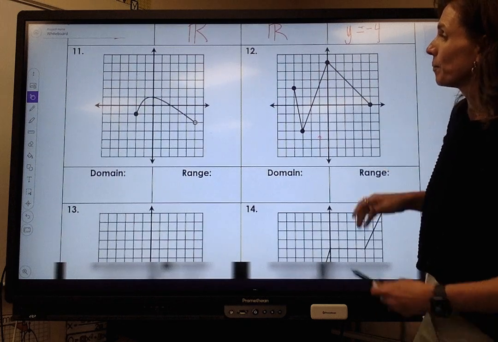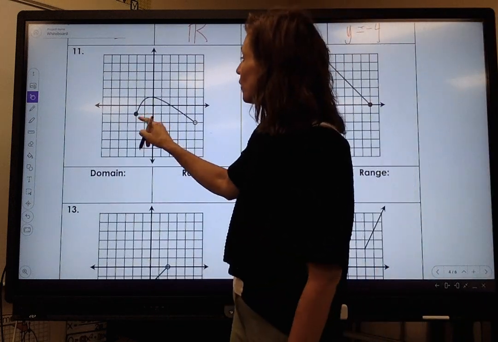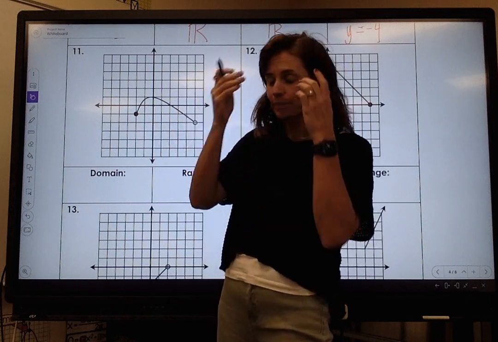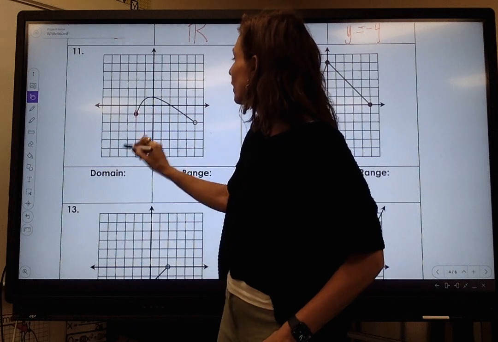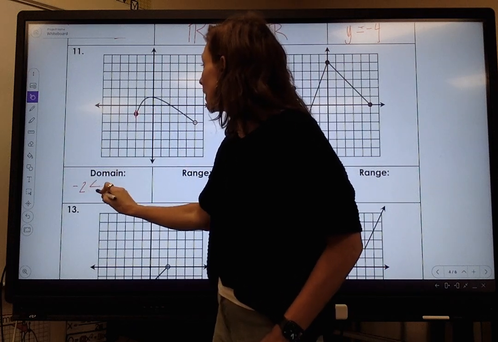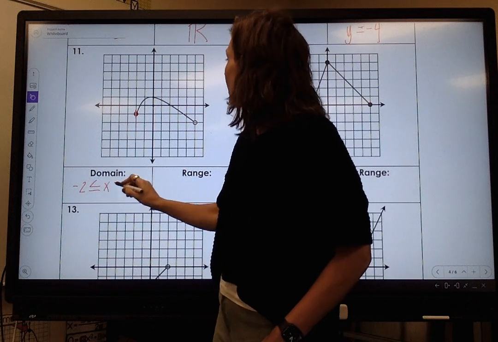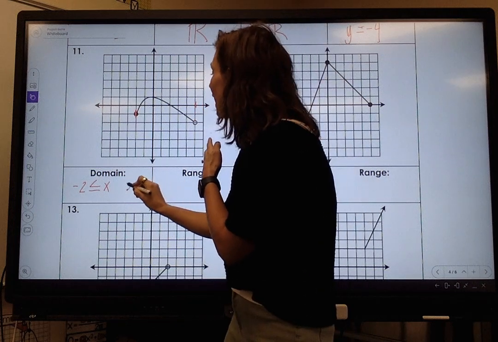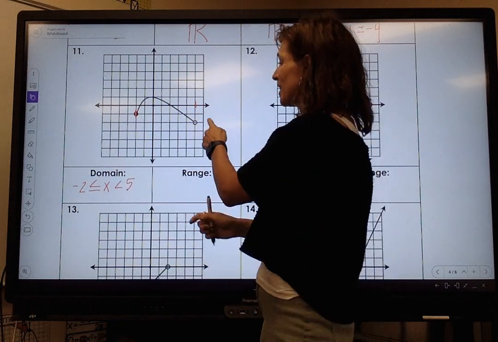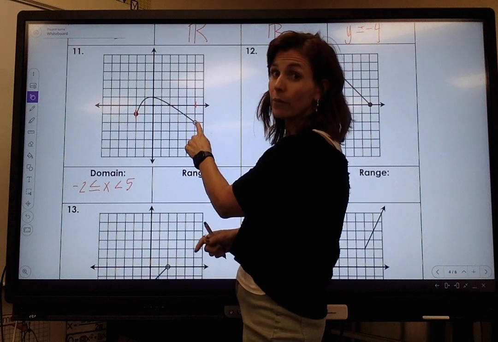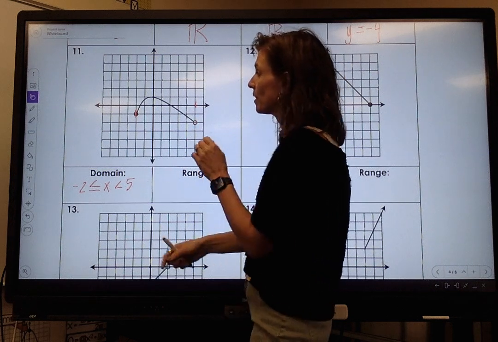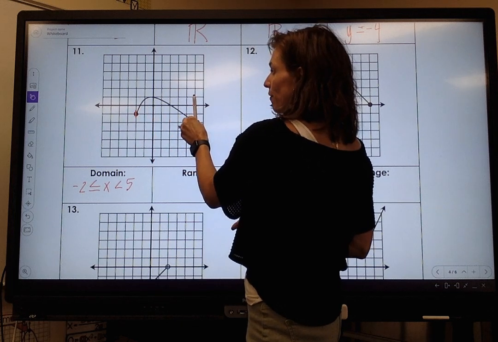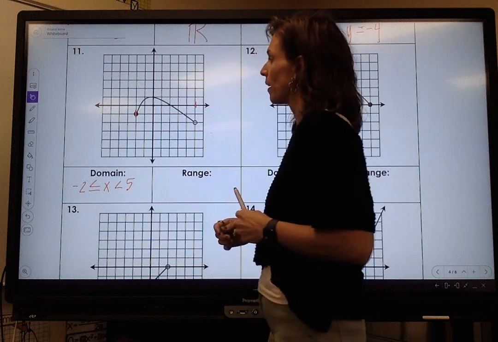Let's look at number 11. How far left does it go? Now, this is a clear, distinct closed circle, and this is a clear, distinct open circle. It goes to -2, less than or equal to x, because it's a closed circle. And how far right does it go? 1, 2, 3, 4, 5. It goes to 5, but it's an open circle, so it's less than 5. If that were a closed circle, it would be equal to 5. So it goes from -2 all the way to +5.